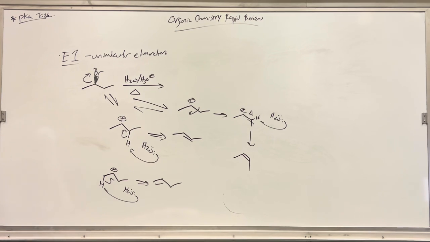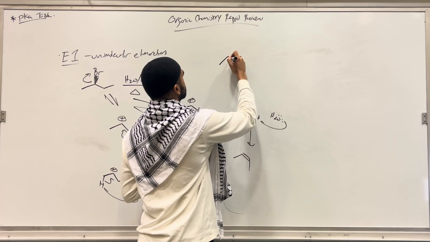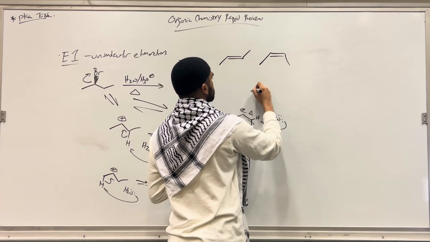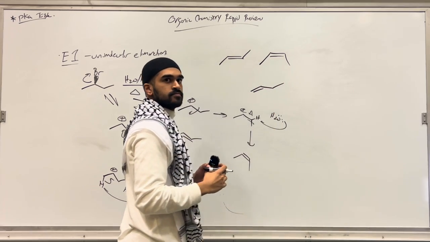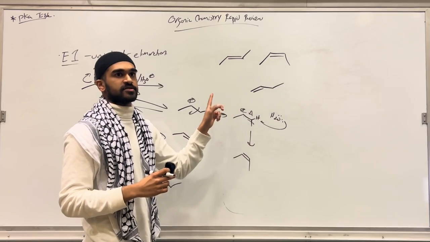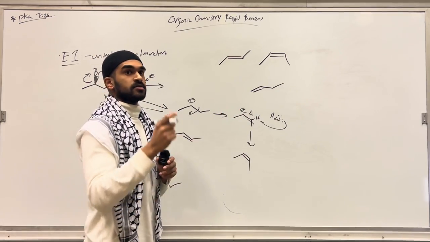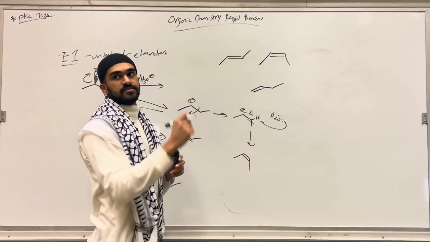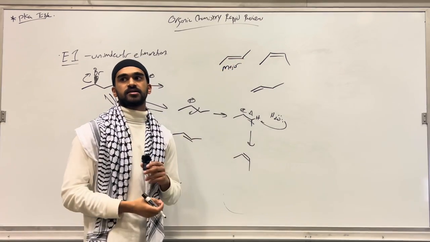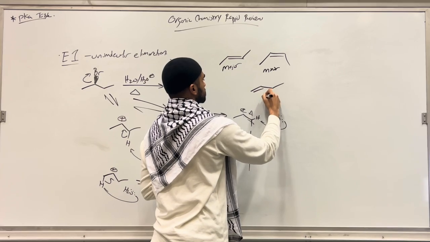So, you got three products. 1, 2, 3. Does this have isomers, cis trans? No, because there's nothing on the other side. So, what's the major product? The trans doubly substituted double bond. This is major. What's the minor product? The cis. And this is the negligible product.